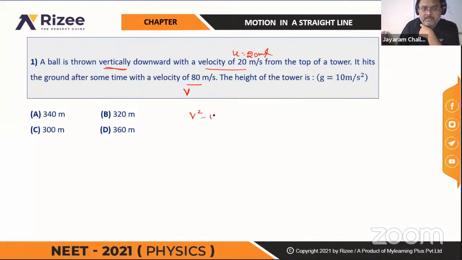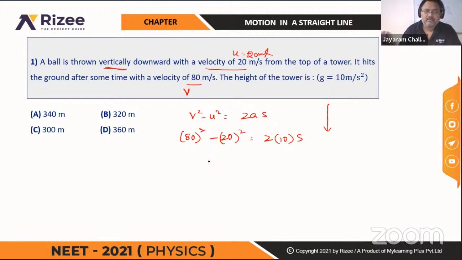So v square minus u square is equal to 2as, the general formula. Since all of them are in the downward direction, everything will be positive, so no need to put negative values especially. So that means 80 square minus 20 square is equal to 2 into the acceleration due to gravity g, into s, the height, which we need to find out.